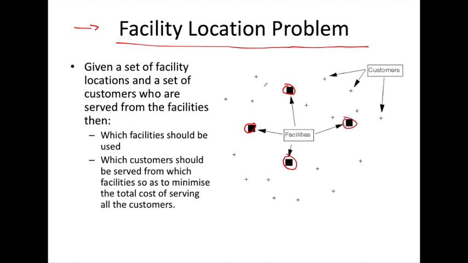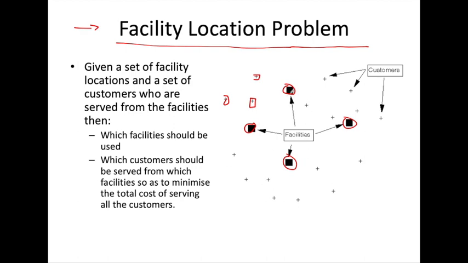And then we also have a set of customers or users. For example, this is a user, this is another user, and so on and so forth. And then we need to create a mapping between the users and the facilities. You can imagine that these are the potential locations for creating new hospitals.